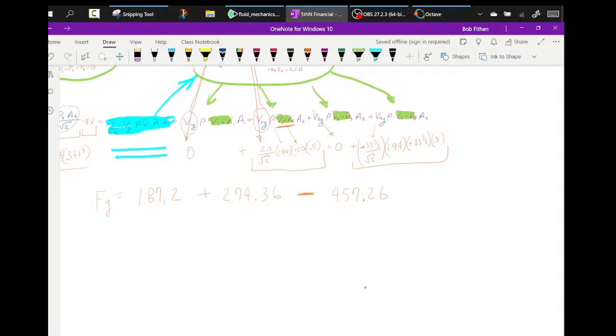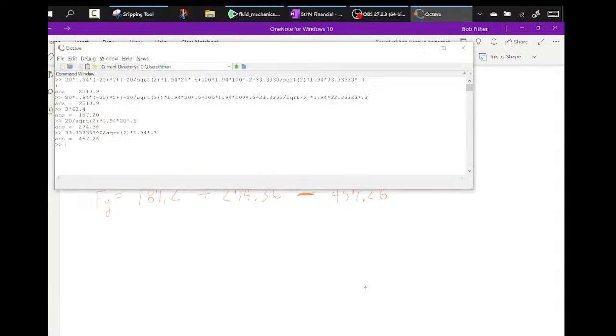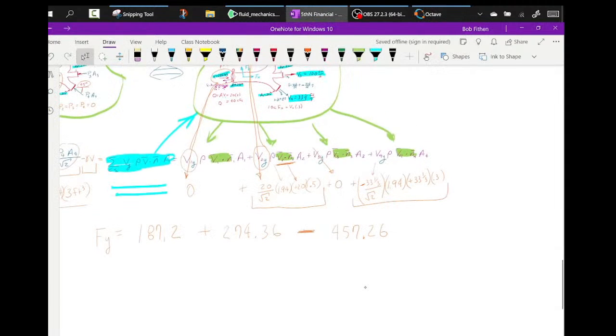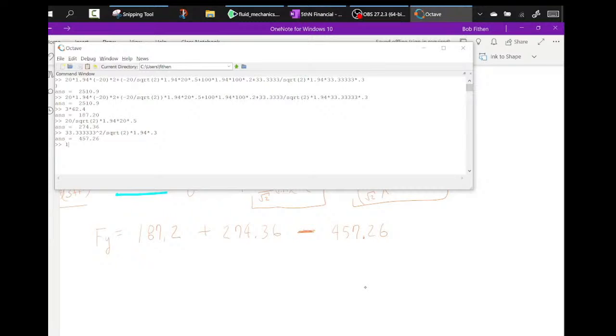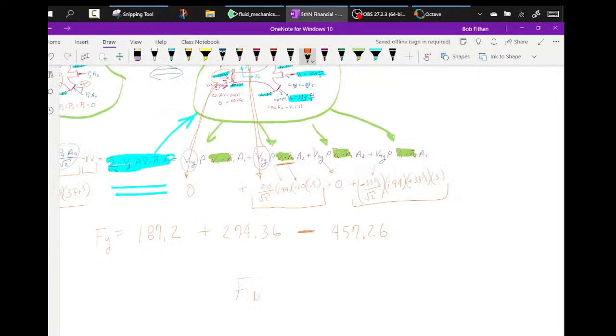So, in essence, what you get is here, 187.2 plus 274.36 minus 457.26, and it's 4.3 pounds total.